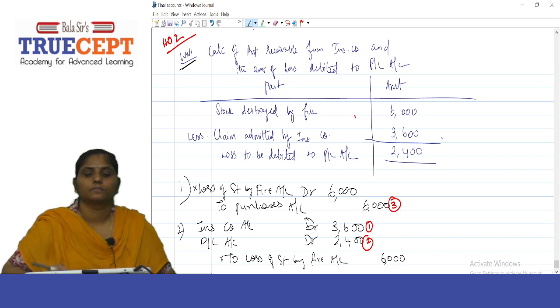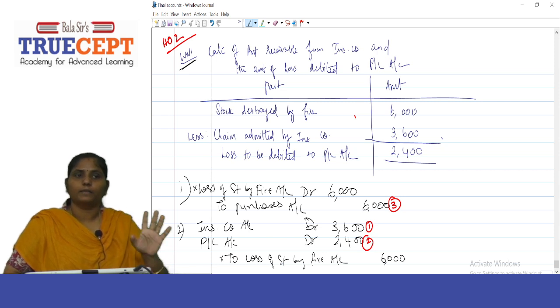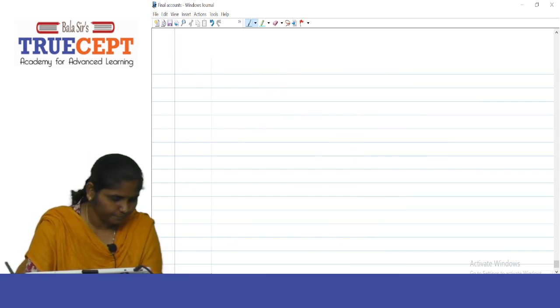Clear? There is no need for writing 2 entries. I can write also 1 entry. This is for your understanding, I explained it. But do not write entry in the examination. Not needed. Clear? Understood the first working note? Very good. Now let's move on to the next working note.